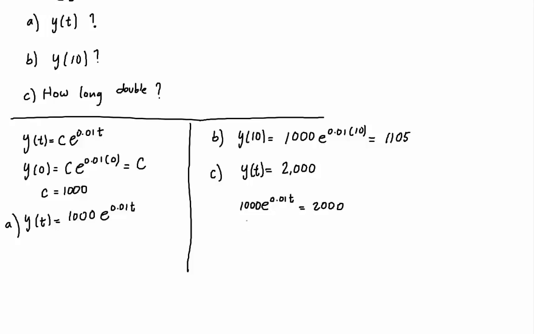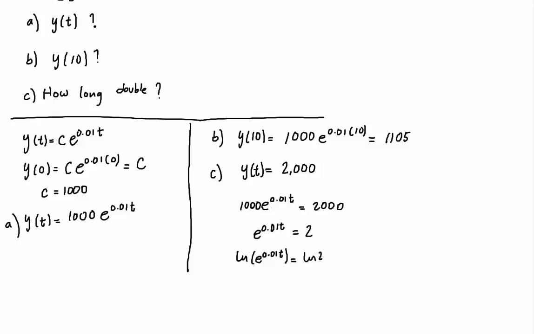So divide both sides by 1,000, and you get that e to the 0.01t would be 2,000 divided by 1,000. That's 2. And now I have it in the form that I wanted, with an exponential on one side and a number on the other. And so I have the t, or my variable I'm trying to solve for, as an exponent, so I want to bring it down, and to do that I take natural log on both sides. So I get natural log of e to the 0.01t equals natural log of 2.